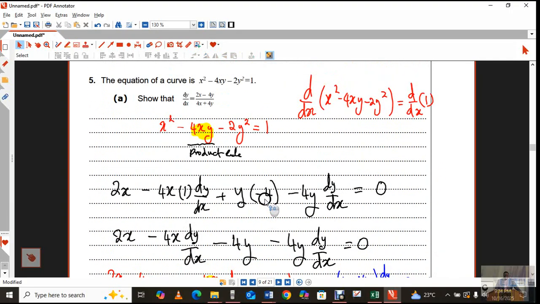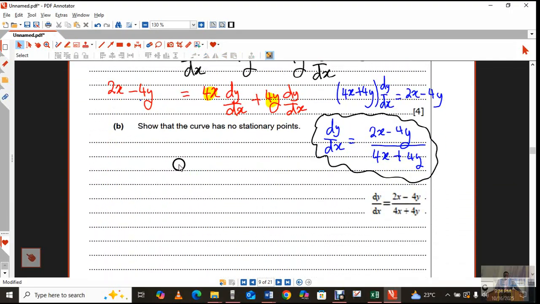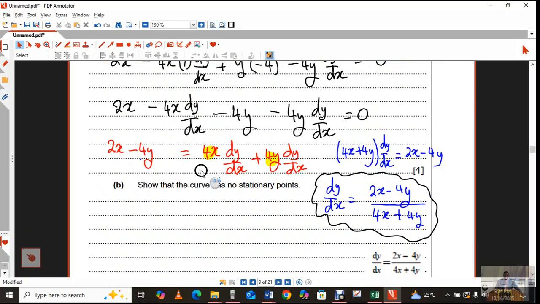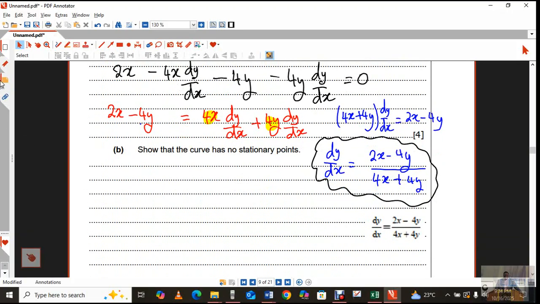Now, when you look at part B, it says show for 3 marks that the curve has no stationary point. When the curve has no stationary point, what happens at a stationary point? At a stationary point, dy dx is equal to 0. That's one of the things, all right? So I'm just going to write that down here. At stationary points, dy dx is equal to 0.